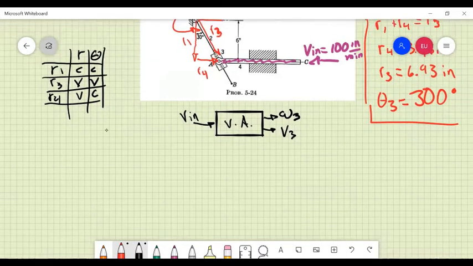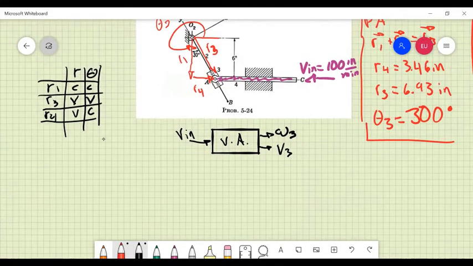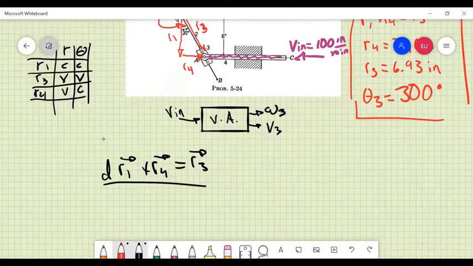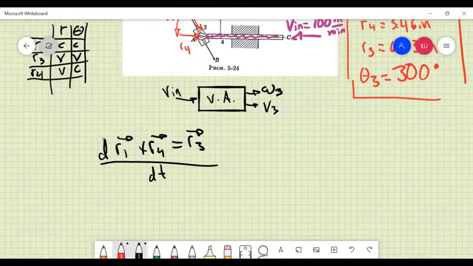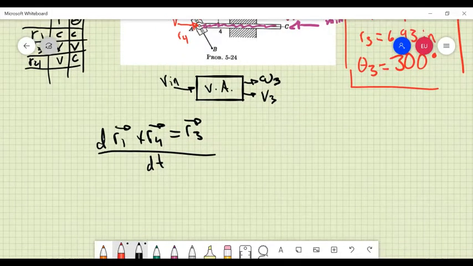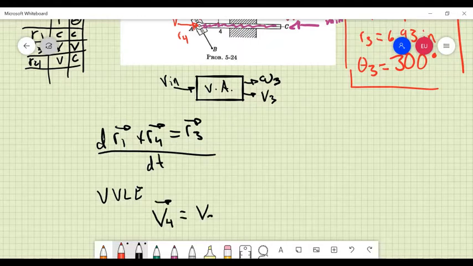Okay, let's carry on. Now, my position vector loop equation was then R1, R4 equal to R3. If I derive that with respect to time, what do I get? Which vector will disappear from the velocity vector loop equation? R1. So I end up having only velocity vector 4 equal to velocity vector 3. That's all I have.